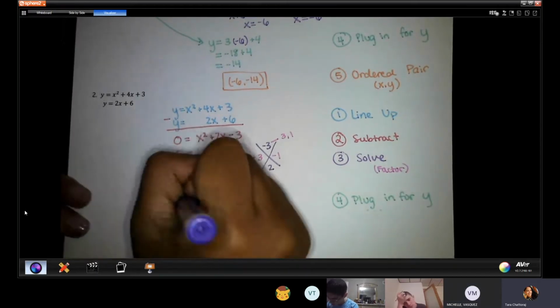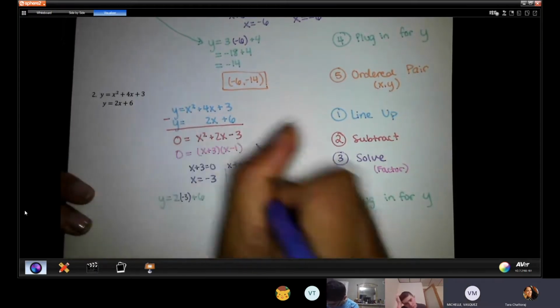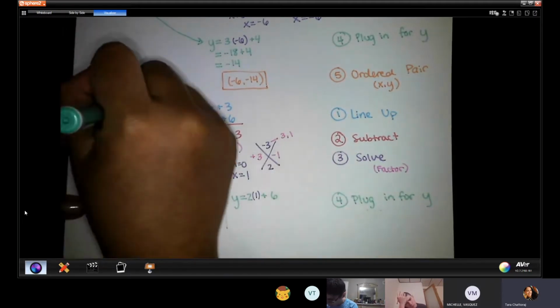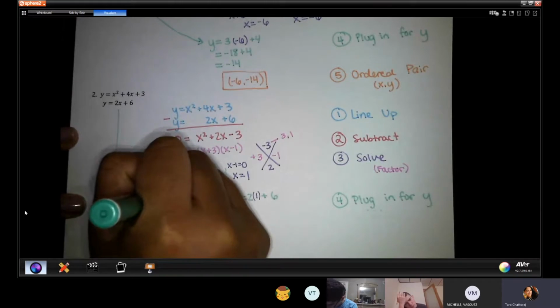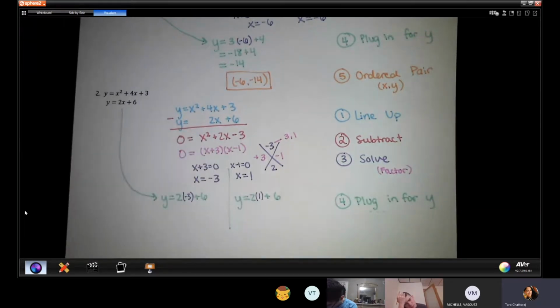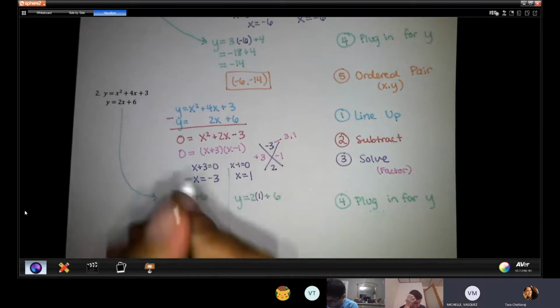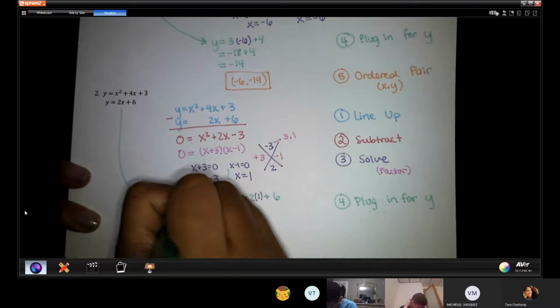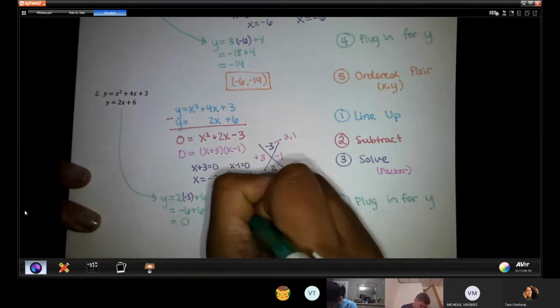And it's always easier to plug it into the one that's linear, that doesn't have an x squared, right? There are just fewer steps that way and you're less likely to make a mistake. Oh, I see what I did.